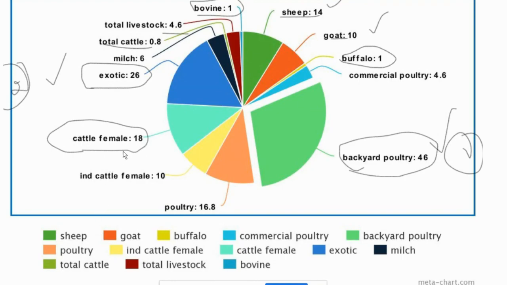The total cattle is 18%, whereas when you take out only the indigenous cattle female, they show a 10% increase. The poultry shows an increase of about 16.8 percent. So just take a tabular column and write down the numbers in ascending or descending order. This could help you.